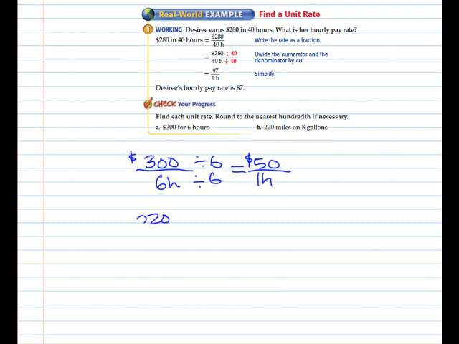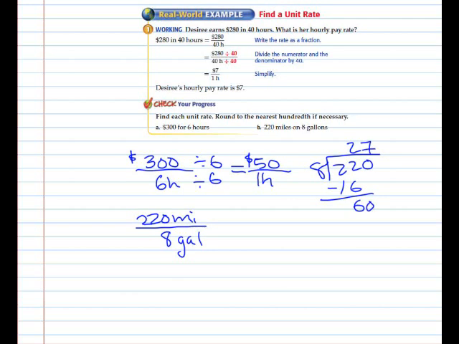In example B, it's 220 miles per 8 gallons of gas. So 220 divided by 8 is going to give us 2. That's 16. We get 60. 7 goes into 60 eight times, 56. We put a decimal point and a 0. Bring down our 0. Continue to divide until we get a unit rate here of 27.5 miles per 1 gallon of gas.